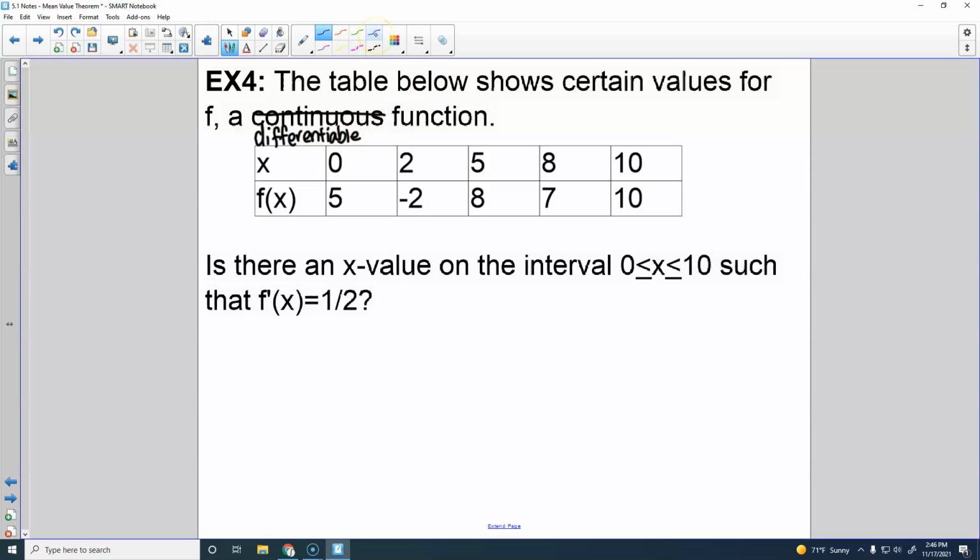So like an FRQ, can we say it's just differentiable to understand that? To be safe, I do not 100% know the answer to that question. That'd be kind of weird if we had to know that problem. So this is just where I messed up on the problem, because if I only told you it was continuous, you couldn't use mean value theorem. So it should be differentiable from the beginning. So it's asking us if there is a value on the interval from 0 to 10 such that f prime of x equals 1/2.